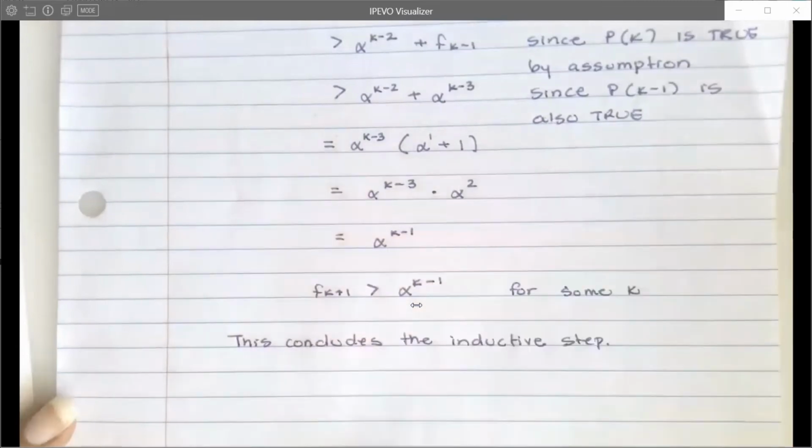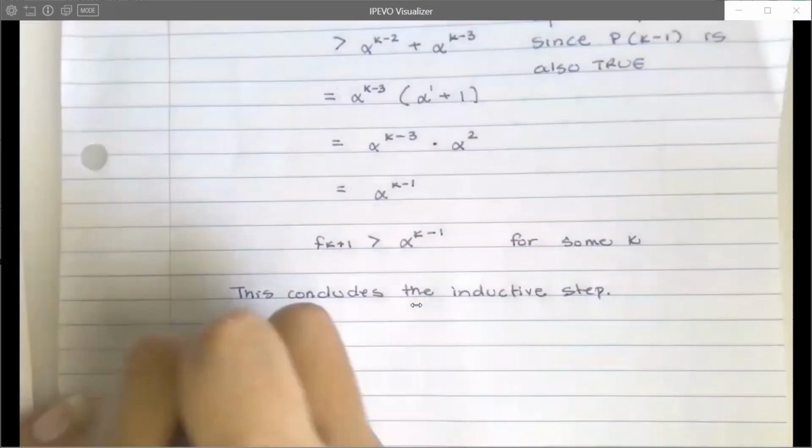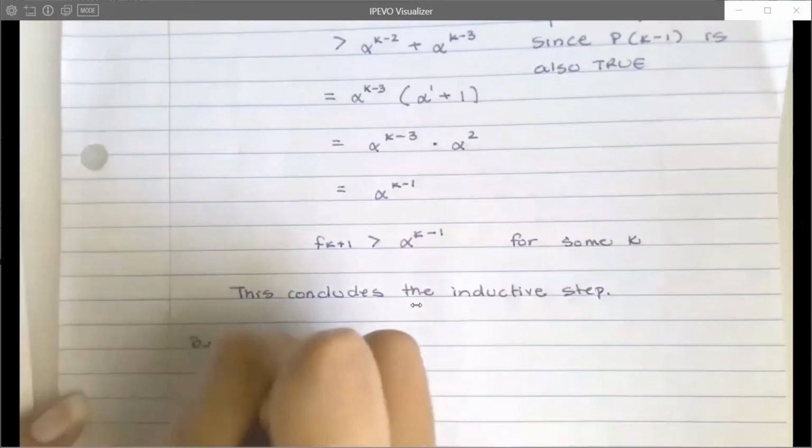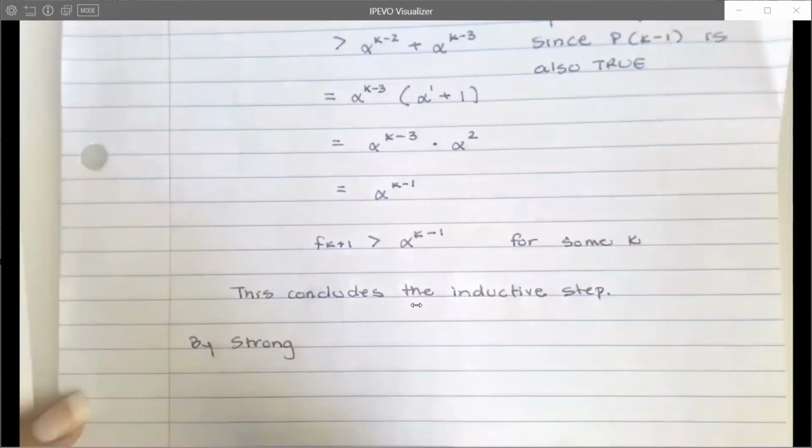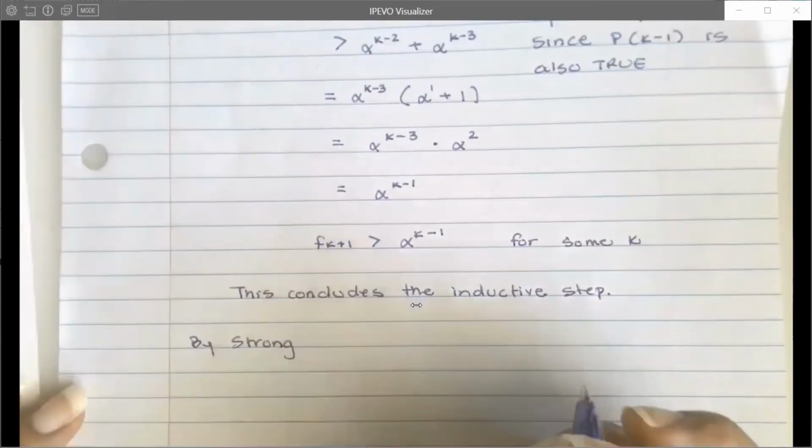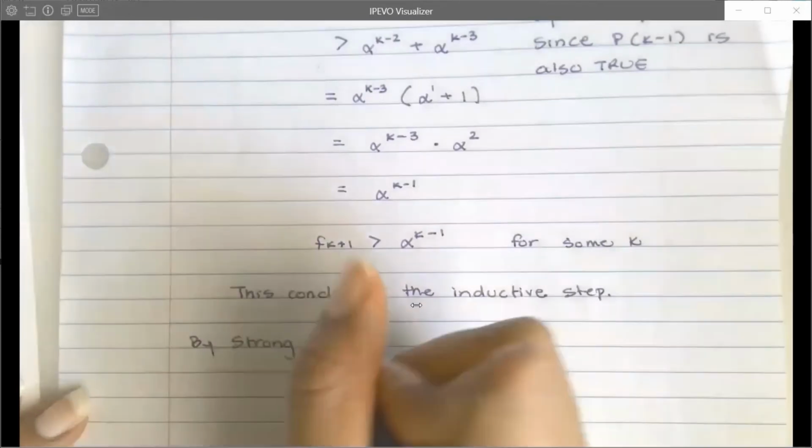So now by strong mathematical induction, our statement P of K will be true for any integer greater than or equal to 3.